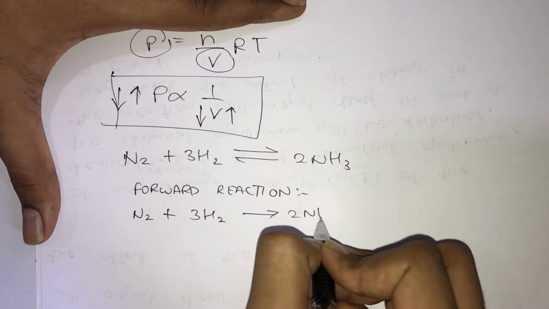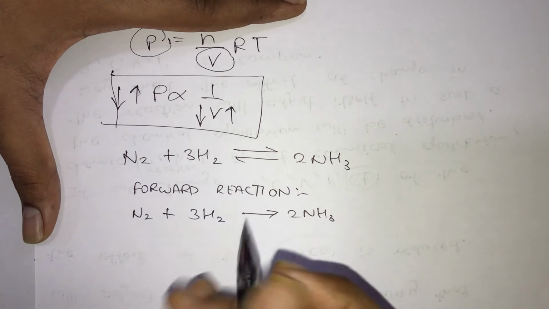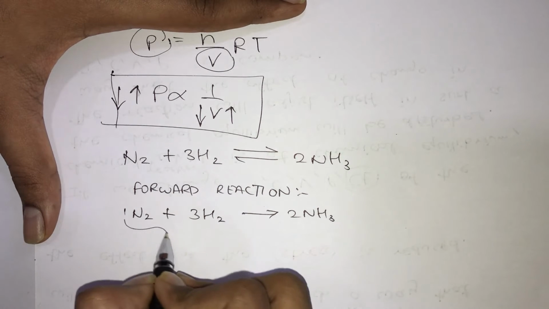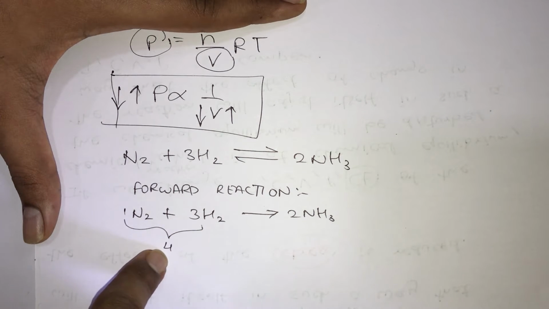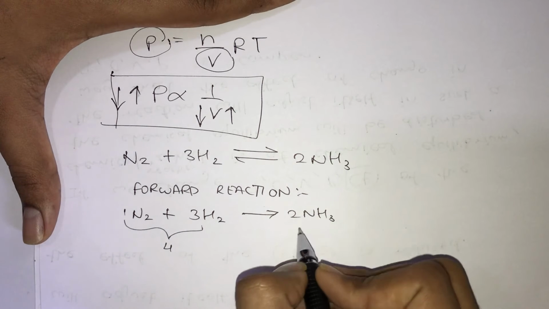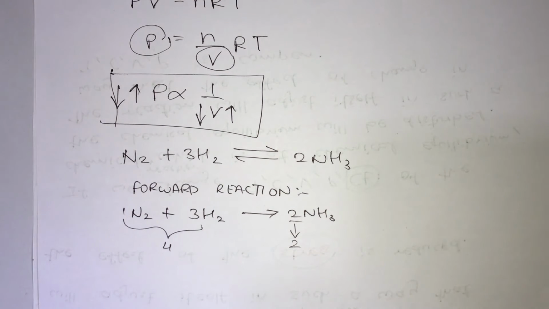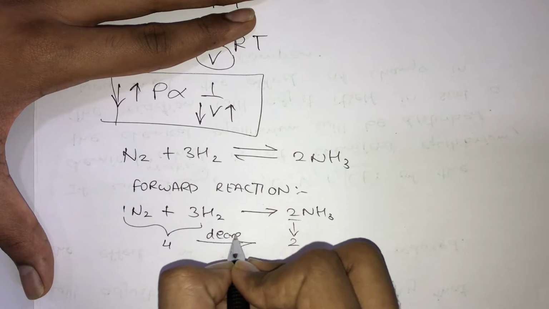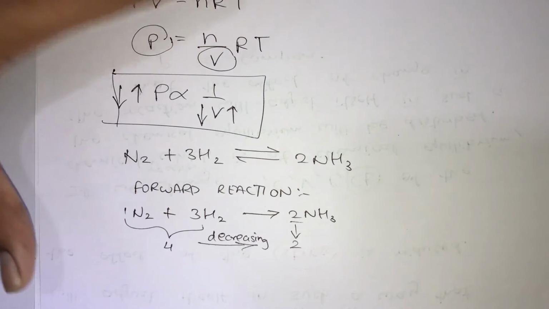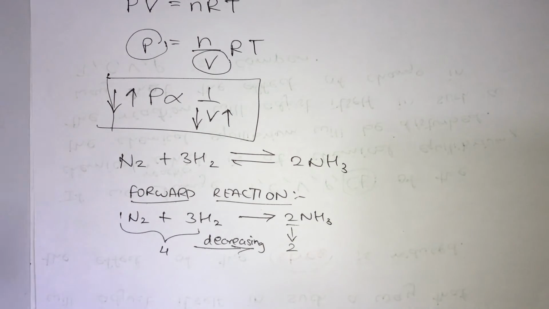Okay, so this is our forward reaction. Now if you observe one thing over here, in the forward reaction initially we are having 4 moles, 1 plus 3, 4 moles of gas, and in the product side we are having only 2 moles of gas. So guys, can I say over here that the number of moles is decreasing? Am I right? Here the number of moles is decreasing in a forward reaction.